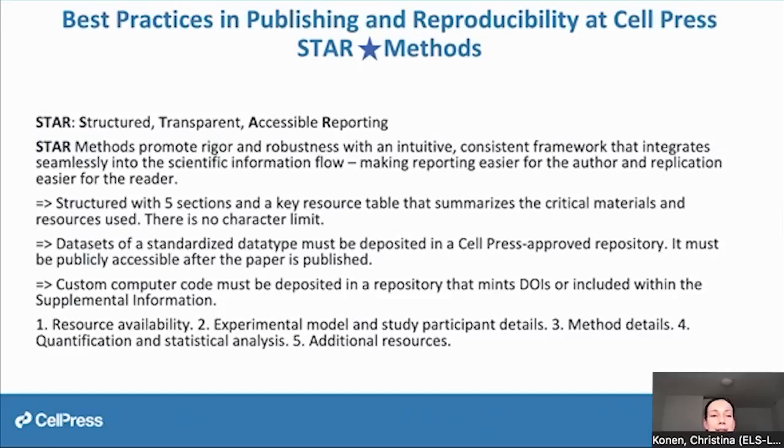availability to statistical analysis. A paper is not accepted for publication unless all of our criteria for transparent reporting of the methods are fulfilled. It's important to note that the STAR methods have unrestricted length, allowing the full reporting of all method details. Data sets of standardized data type must be deposited in a Cell Press-approved repository, and it must be publicly accessible after the paper is published.